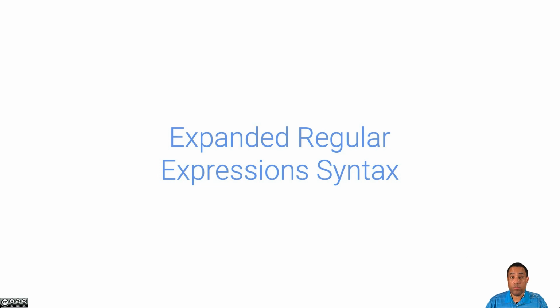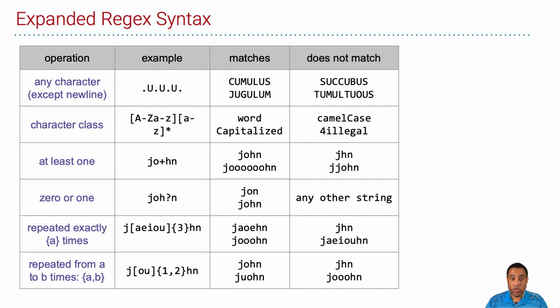Now let's look at some expanded regular expression syntax. So here we have operations. We'll have an example of that operation. We'll have a string or set of strings that it matches, and we'll have strings that it does not match. So the first operation is dot, and that matches any character except for new line.